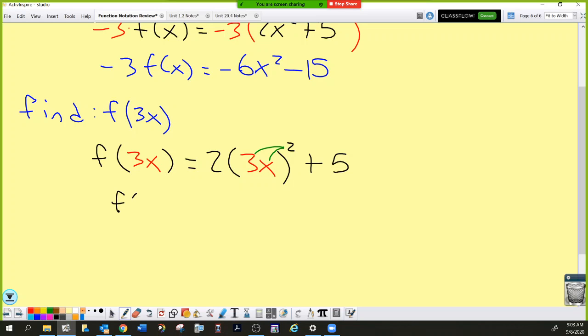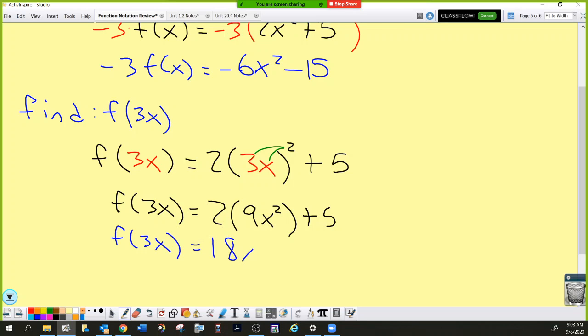So what you'll end up with is 2 times 9x squared, and then you get to multiply the 2 and 9. But 6x squared plus 5 would have been waiting for you on my test as a wrong answer choice. That's what you get if you don't use the parentheses, because there is no distribution, no application of that exponent to the 3. That student would earn half credit, because at least they understood they were supposed to replace the x with a 3x, but you don't want half credit, you want full credit, okay?